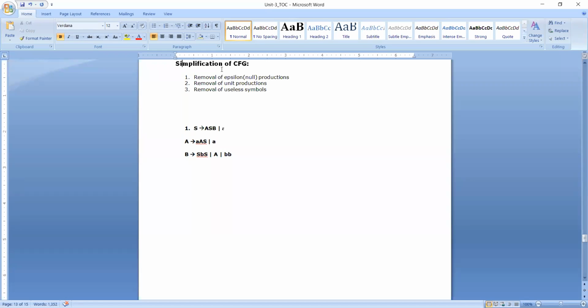Once you find that the grammar is simplified, then we can convert our grammar into the corresponding normal form. It can be a CNF form or it can be a GNF form. Now the question is, how do you do the simplification of the grammar? Simplification of the grammar usually consists of three operations.